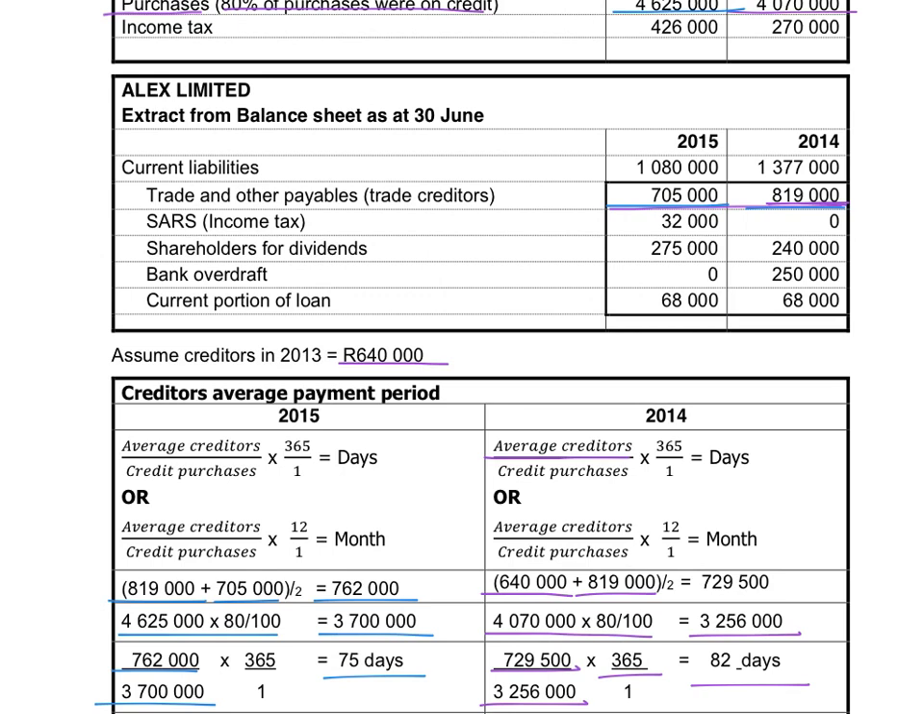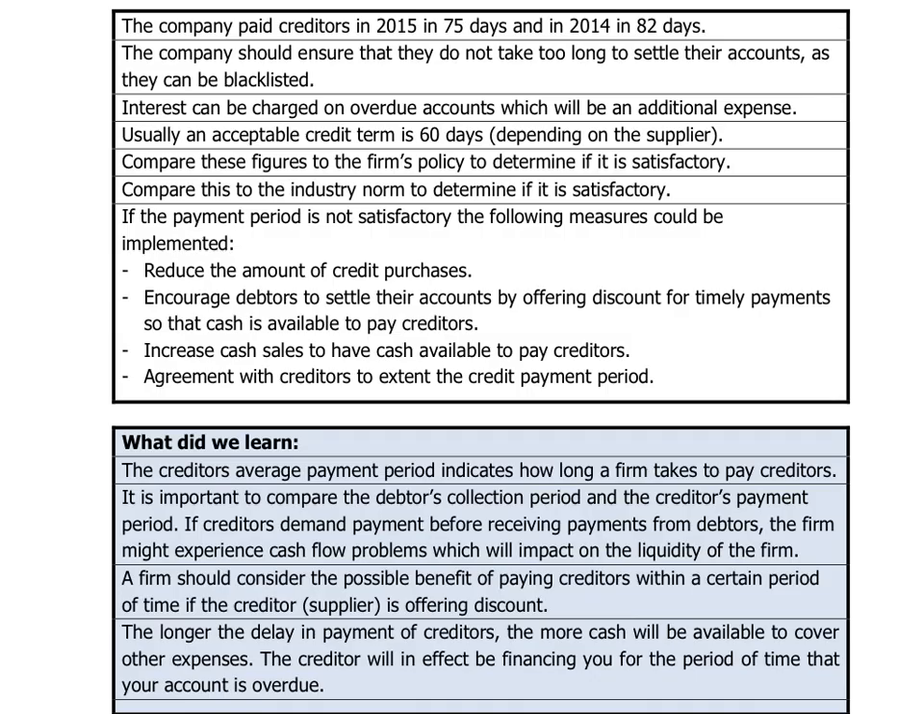You can also work it out in months. So instead of multiplying with 365 days, you multiply it with 12 months in the year, and then you see that it decreased from 2.69 months in 2014 to 2.47 months in 2015. The company paid creditors in 2015 in 75 days, while they took 82 days in 2014 to pay the creditors. So the time that they pay creditors was shortened in 2015.